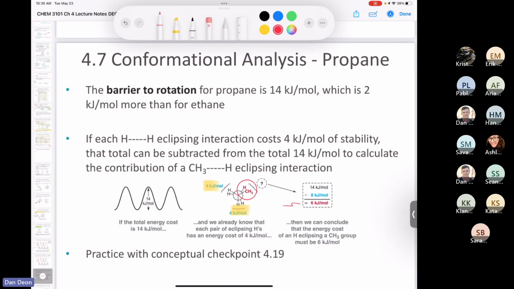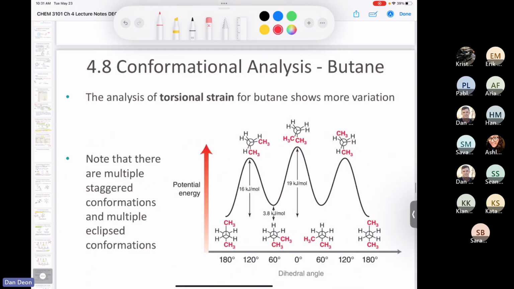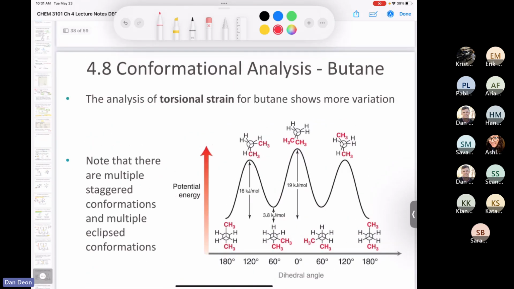So it's a little higher in energy. I'm not going to ask you to do any calculations with that, but the rationale still stands, and you should understand where the numbers come from, okay? All right, so let's make it even more interesting.